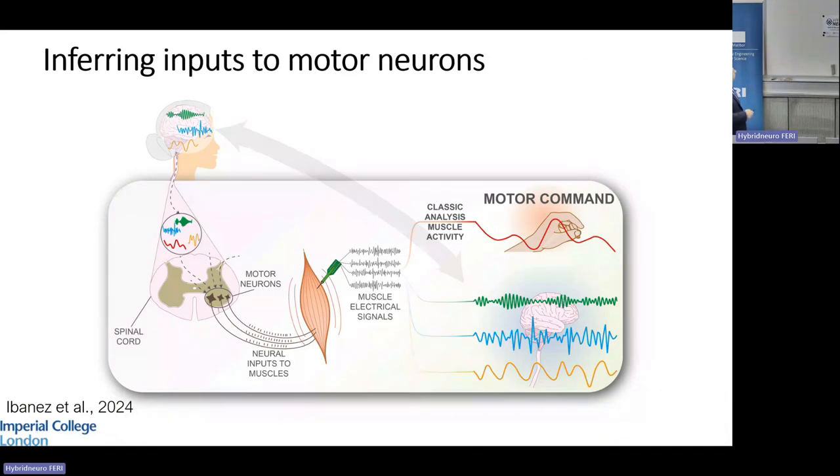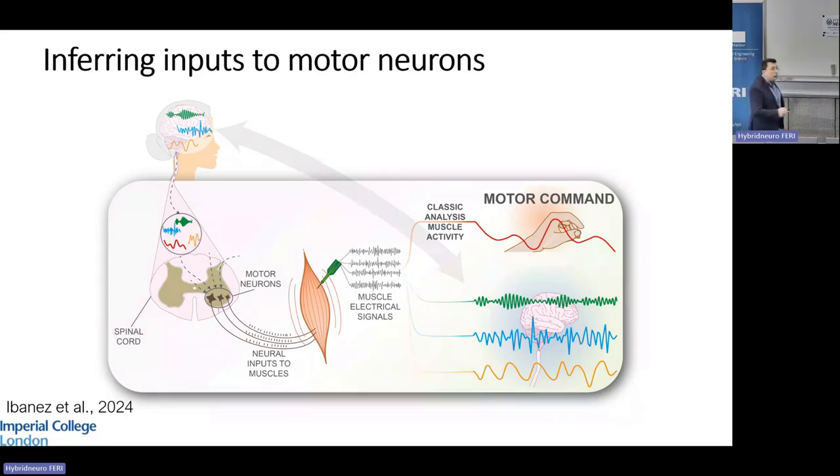So this is the kind of approach. Here you have the motor neurons, and here you have the muscle, and we know that we record muscle activity, we go back to the motor neuron spiking. We have discussed this extensively. Now, the motor neuron spiking depends on the input that the motor neuron receives from the entire system.